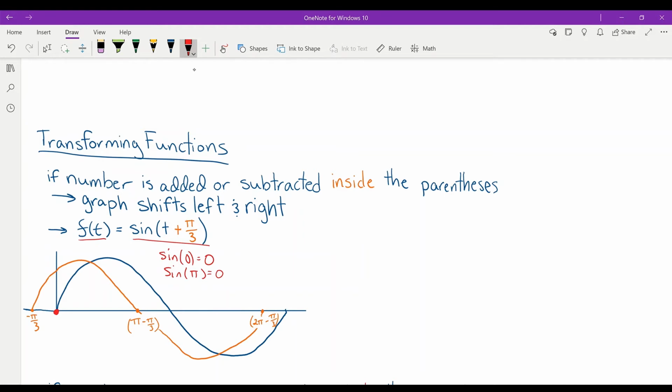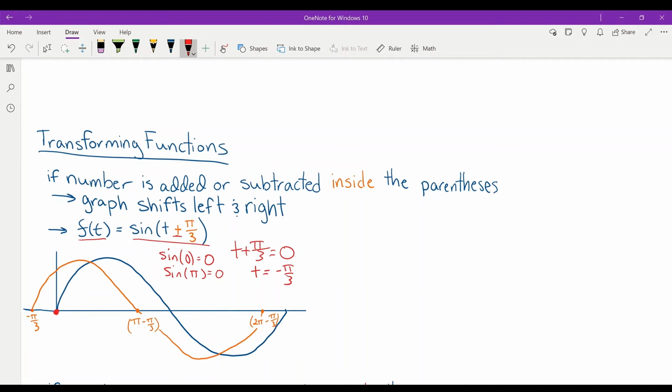So setting t plus pi over 3 equal to 0, you notice that t has to equal negative pi over 3 to get that 0 value. And so that is why the graph shifts negative, even though there is a positive value here.